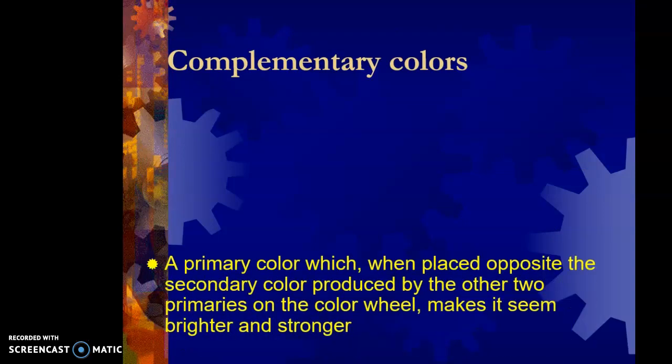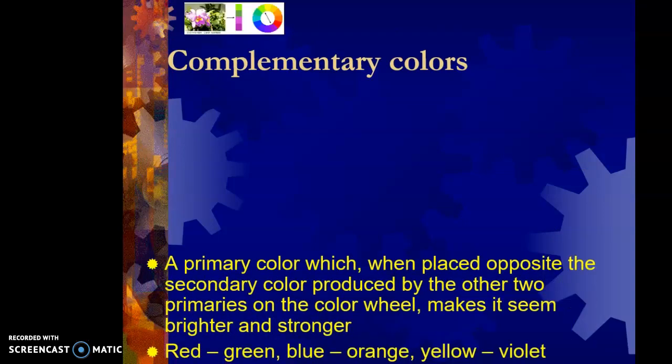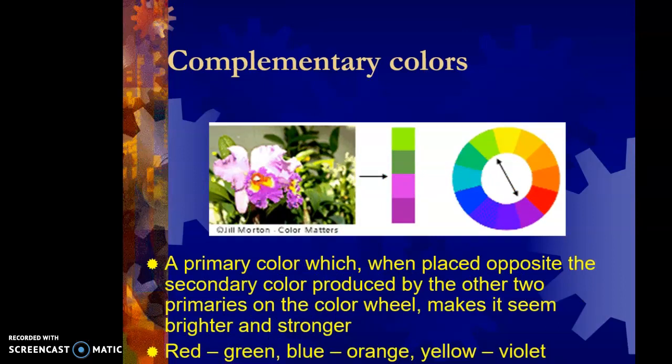Now, continuing on with colors, there are complementary colors. These are colors that are opposite of one another on the color wheel. They tend to make each other seem brighter and stronger. Christmas colors, red and green, are opposite of one another on the color wheel. Same with blue and orange and yellow and violet. I always tell students it's sort of like school team colors. Okay, I think Christopher is blue and orange. That's the one that stands out to me right now.